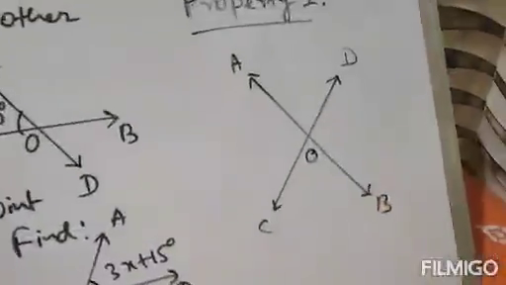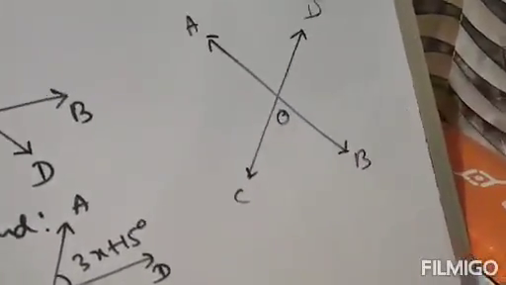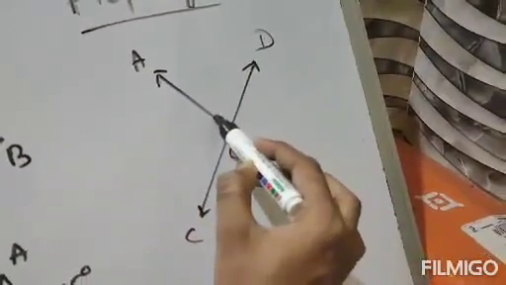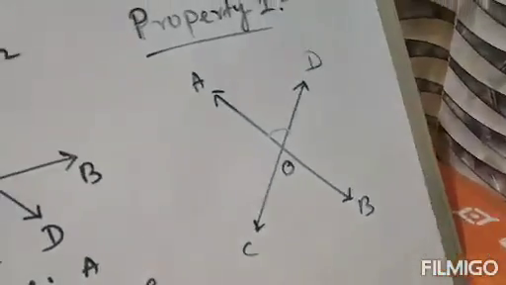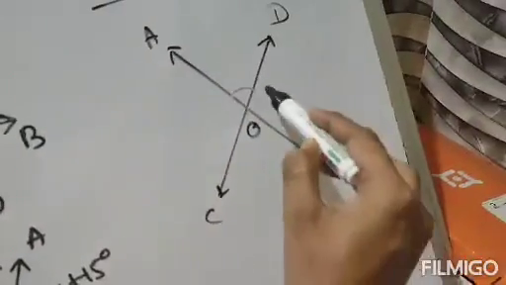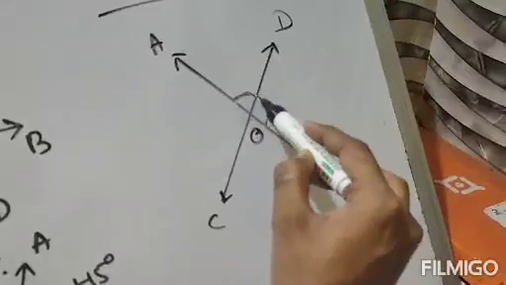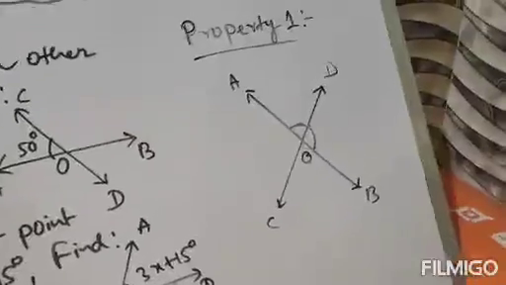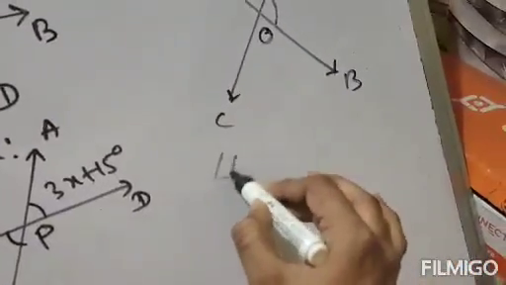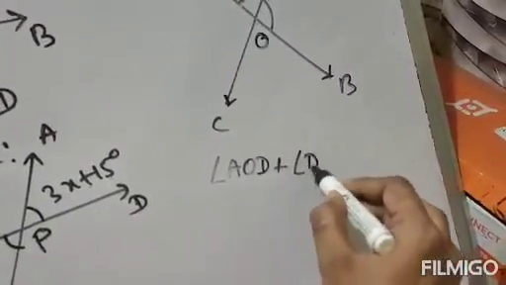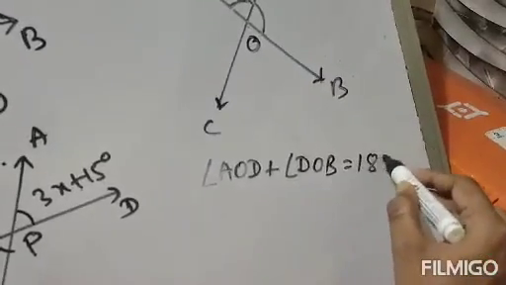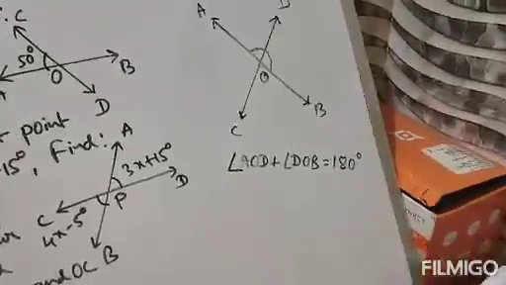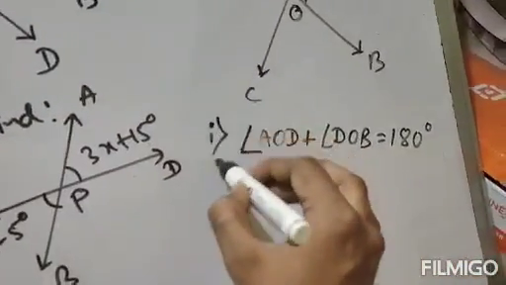Now, there are already many adjacent angles here. Number 1 adjacent angles are angle AOD and angle DOB. These two are adjacent angles, so the sum of these two angles will be 180 degrees according to the property. That means we can write angle AOD plus angle DOB is equal to 180 degrees. That means the sum of adjacent angles is equal to 180 degrees. This is the first pair.